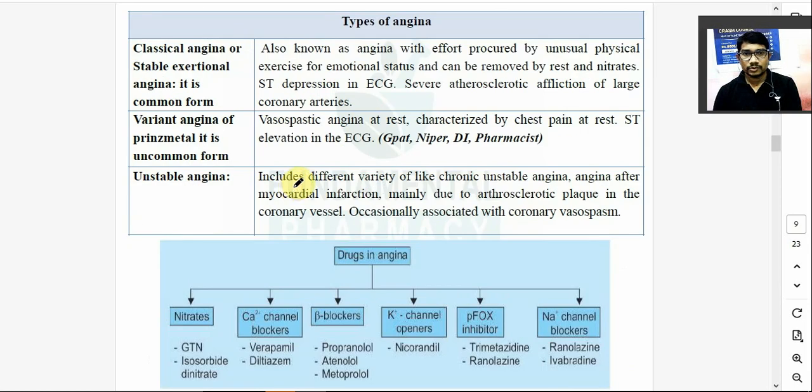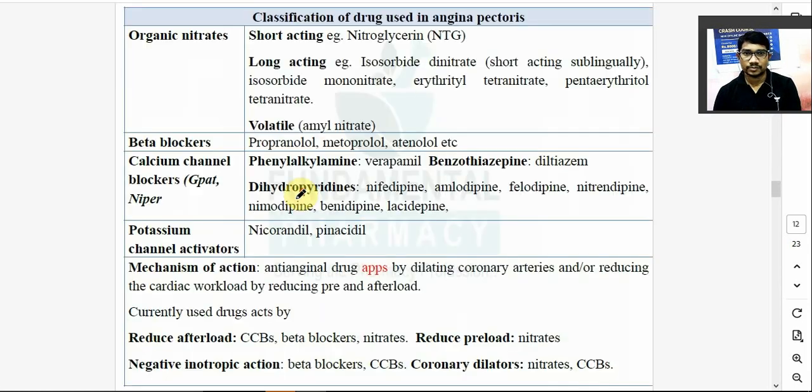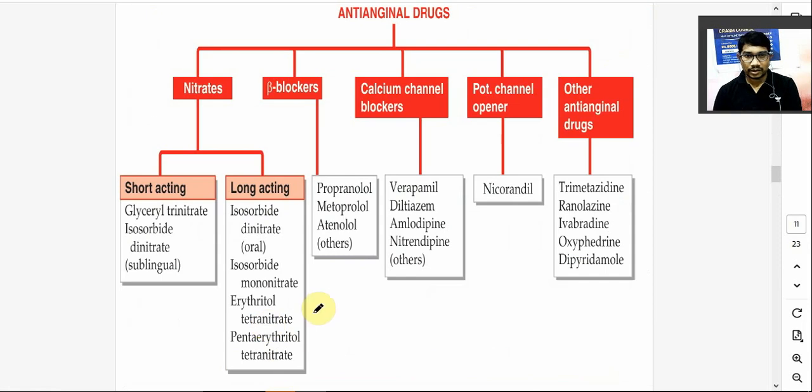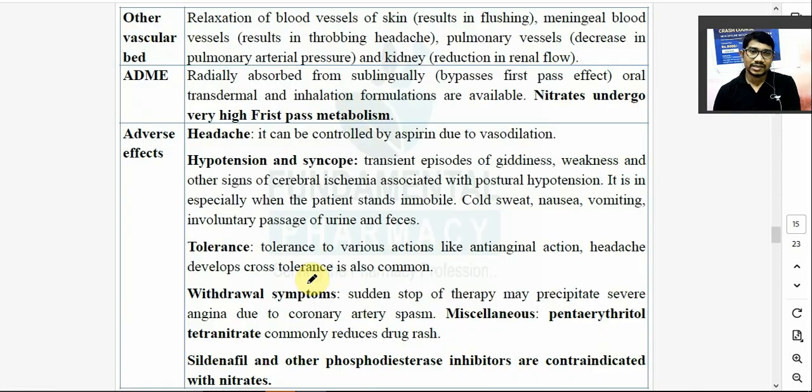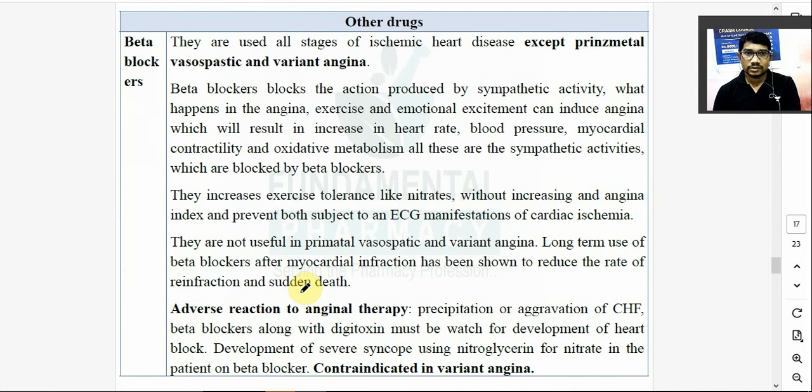We have seen the classification of drugs used in angina two or three times. I already explained a lot of things. Then we have seen the mechanism of action of nitrates and the adverse effects of nitrates. Then, among the other drugs, we have seen the beta blockers. You can see beta blockers in angina pectoris.